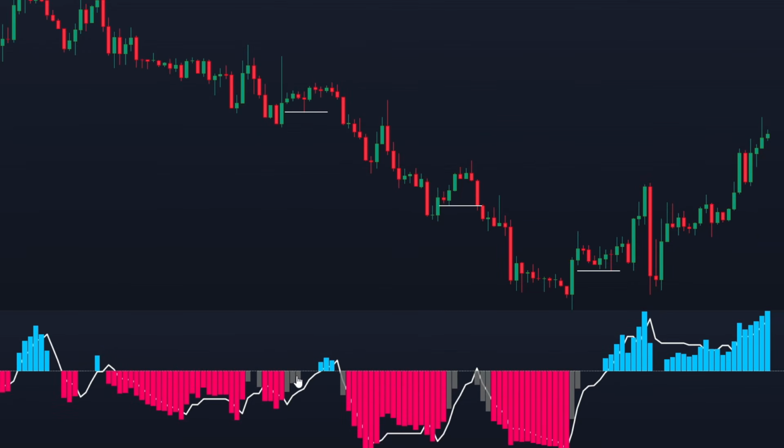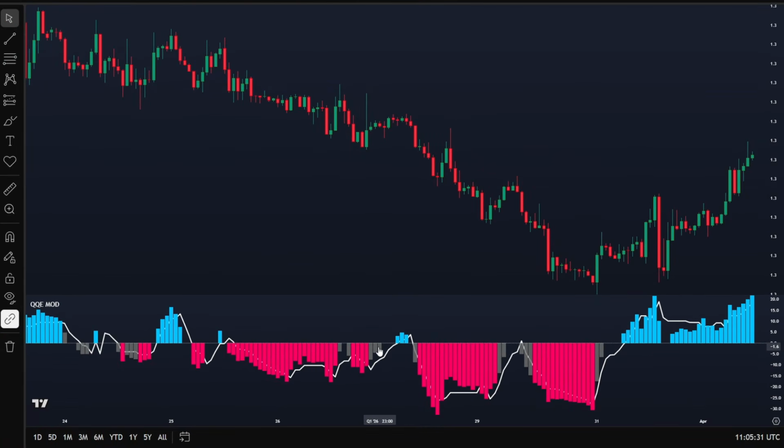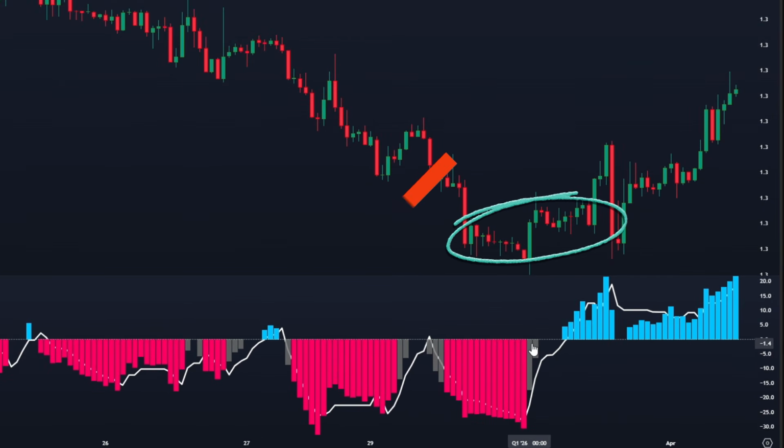This is something MACD cannot do. MACD cannot clearly tell you when the market is flat. But this indicator does it very cleanly. Whenever you see gray bars, that's a warning. The market is not trending. It's consolidating. And this is where most traders lose money because they keep trading inside chop.